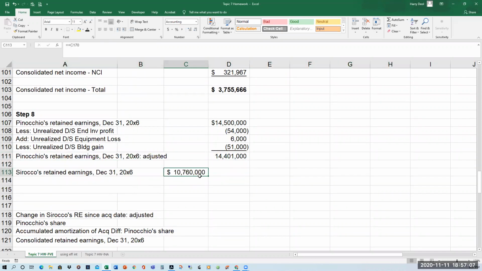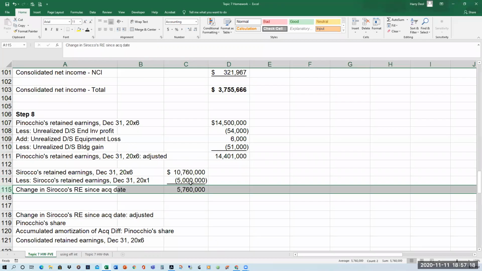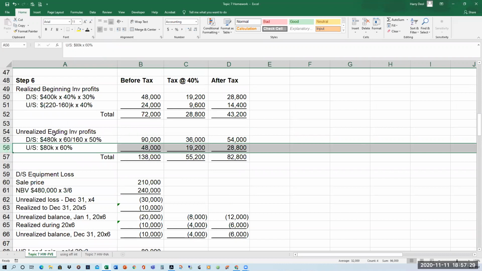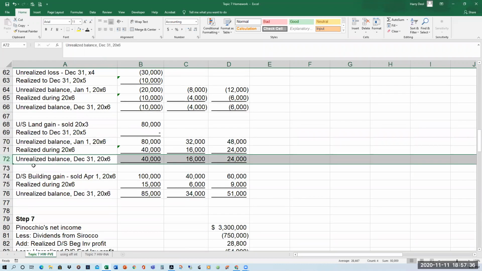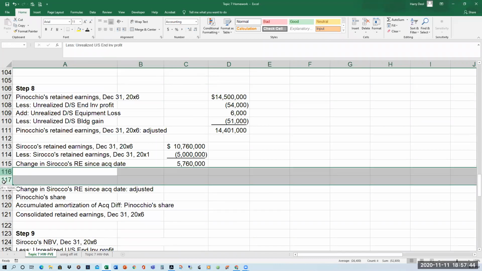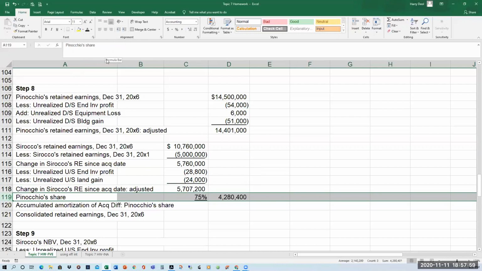Likewise, you take the subsidiaries' retained earnings. Make sure that you minus the subsidiaries' retained earnings on the date of acquisition, $5 million. We get the change in Sirocco's retained earnings since the date of acquisition. To this amount, you will make adjustments for any unrealized upstream balances. There is the unrealized upstream ending inventory profit, 28,800 after tax. And then there's the unrealized land gain remaining, $24,000 after tax. So both of those amounts we will subtract from Sirocco's change in retained earnings to get the adjusted amount of the change in Sirocco's retained earnings before taking into account any amortization of acquisition differential. So that we're going to take into account separately.